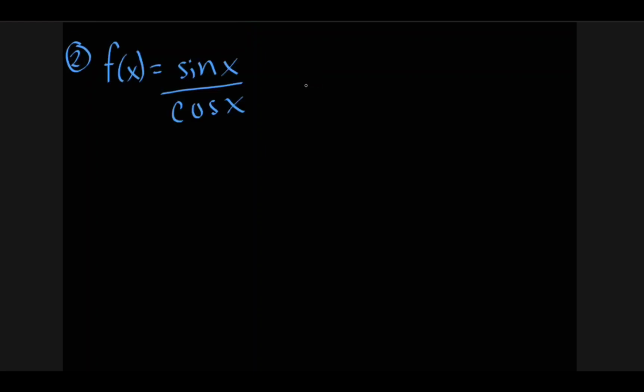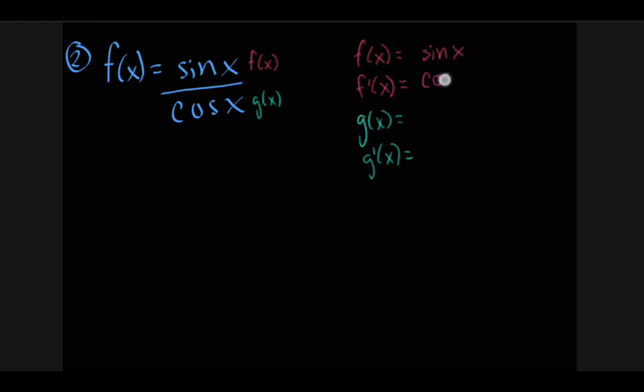For my second one, I'm going to do a trig function, sine over cosine. And just like you previously would, for the quotient rule, I separate my top and bottom into separate functions. So I'm going to call him f of x, and I'm going to call him g of x. F of x is sine x. The derivative of sine is cosine. Our denominator, or our g of x, is cosine x, and its derivative is negative sine.